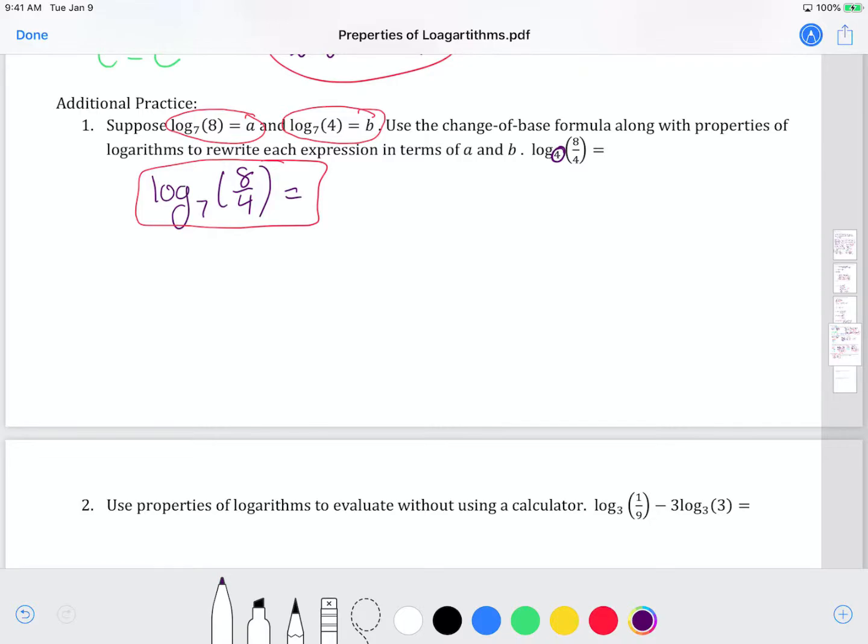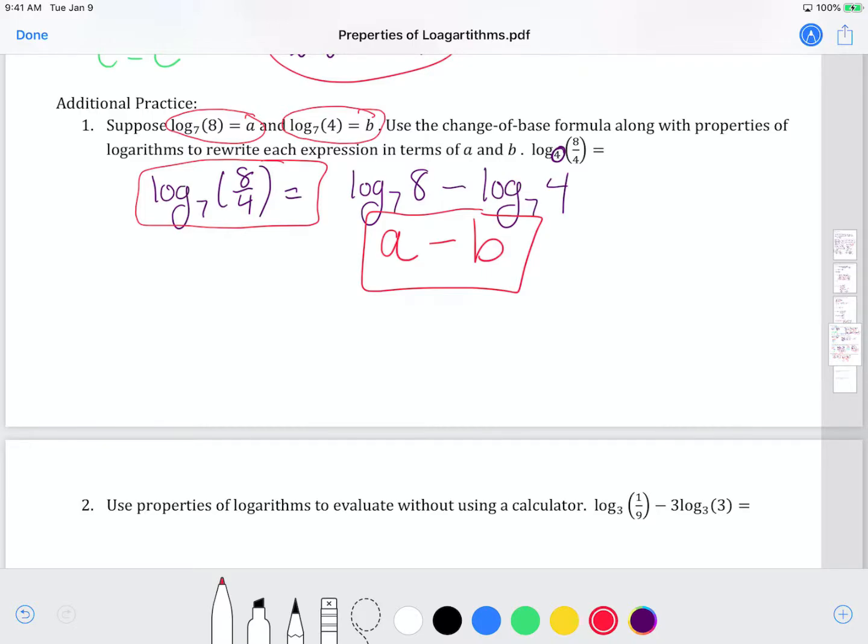So because this is a quotient, I can rewrite log base 7 of 8 divided by 4 as log base 7 of 8 minus log base 7 of 4. And since in the problem it tells us that log base 7 of 8 is A, I'm going to rewrite this as A. And it also tells us that log base 7 of 4 is B. Here's my final answer. So we've written this expression, log base 7 of 8 over 4, in terms of A and B based on how they defined A and B.